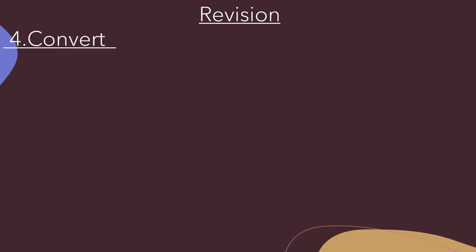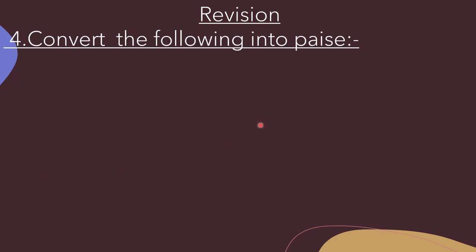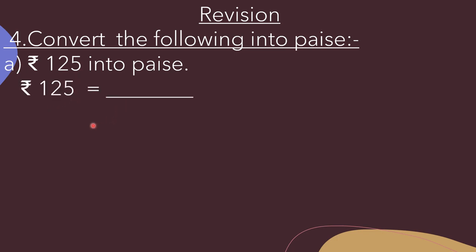Now beta, question number 4. Convert the following into paise. So here it is given in A part, rupees 125. Now we have to convert rupees 125 into paise. So here rupees is the bigger unit and paise is the smaller unit. So to convert rupees into paise, we will multiply the amount of rupees by 100, because in 1 rupee there are 100 paise. So here we will write rupees 125 is equal to 125 multiplied by 100.